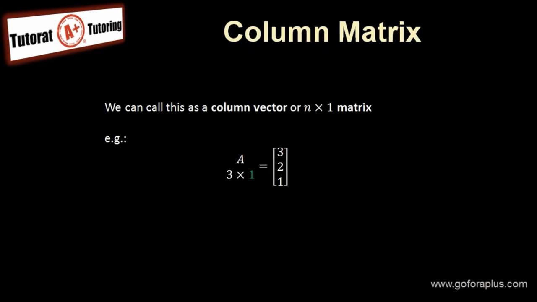So what is a column matrix? In this example, we can see matrix A, 3 by 1. We have only 1 column, but we have 3 rows. So no matter how many rows you have, there is only 1 column. We also call this a column vector.